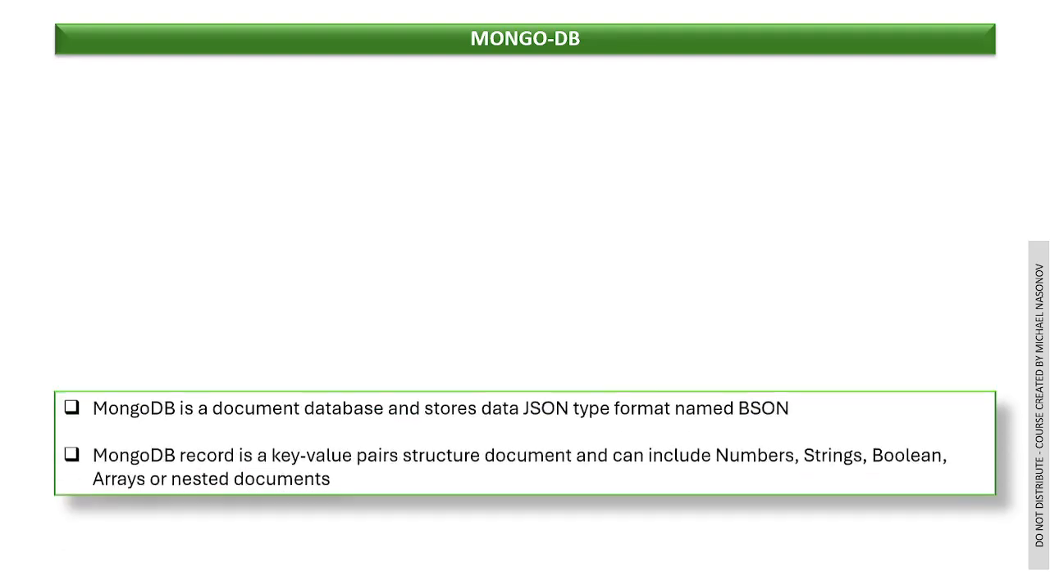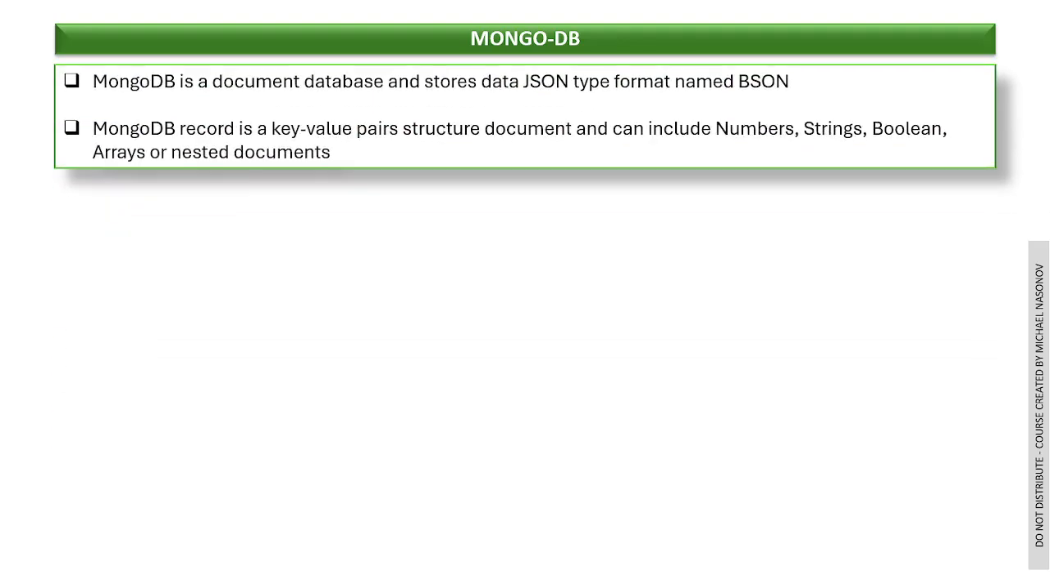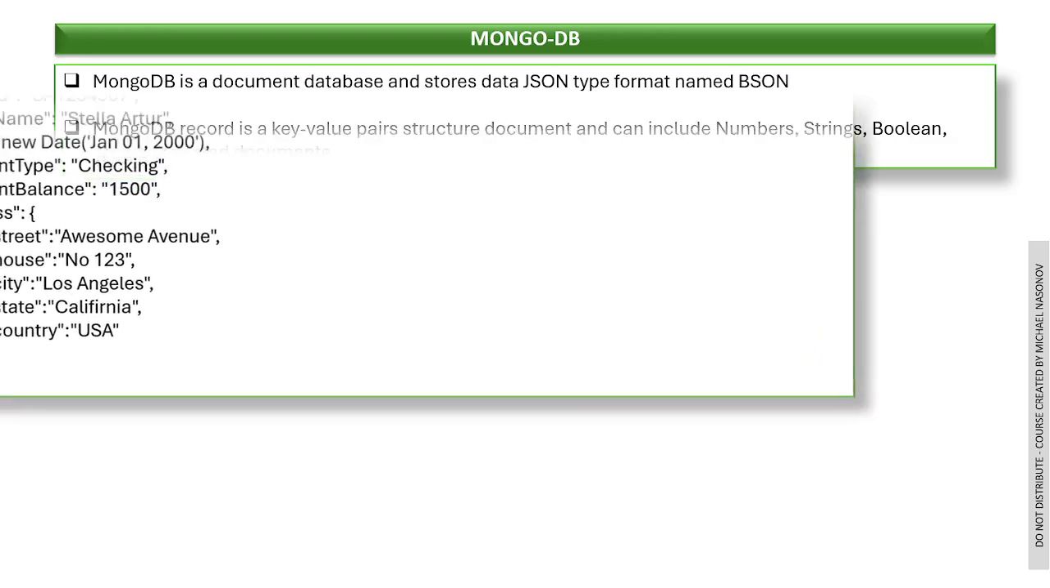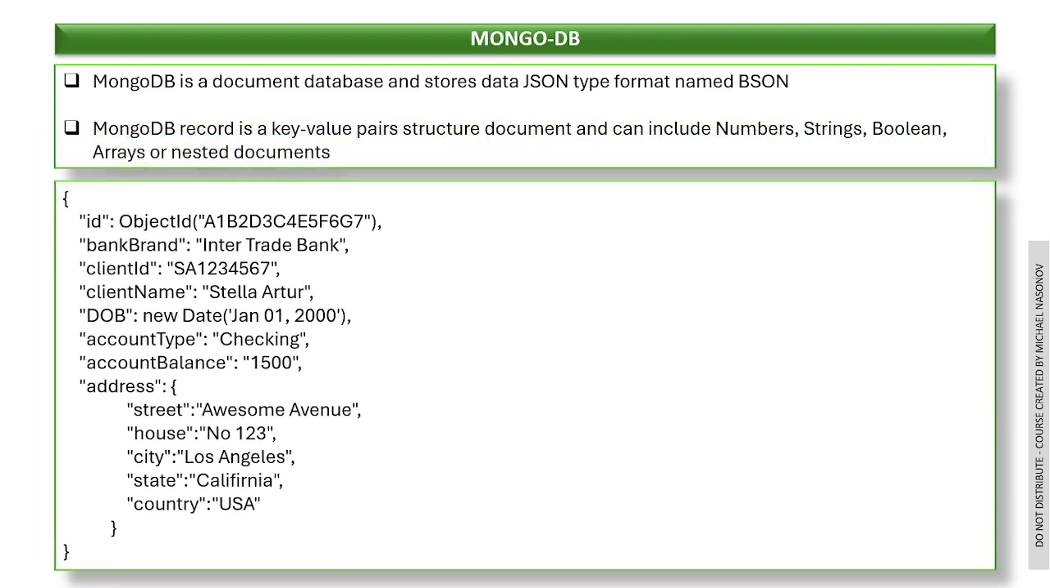MongoDB, an interesting one. MongoDB is a document database and stores data in a JSON type format named BSON. A MongoDB record is a key-value pair structured document and can include numbers, strings, booleans, arrays, and other data types, or even nested documents. Look at this example. This is a kind of bank customer record, for example. As you can see, it has all the records and the address as a nested document.